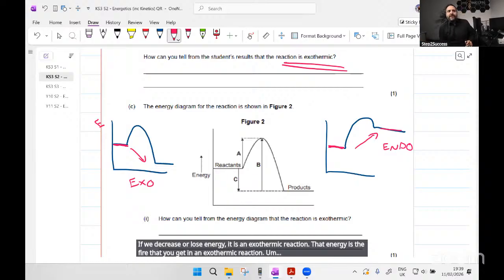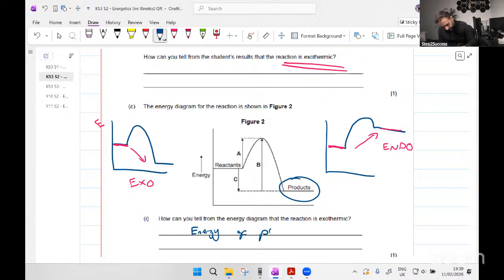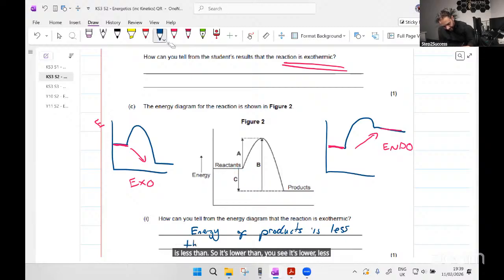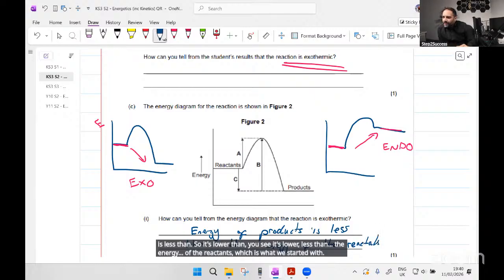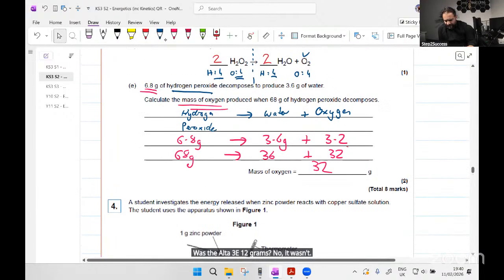So how can you tell from the energy diagram that the reaction is exothermic? What you need to explain here in words is that the energy of the products is less than, so it's lower than, you see it's lower, less than the energy of the reactants, which is what we started with. Was the answer 32 grams? No, it wasn't. It was 32.